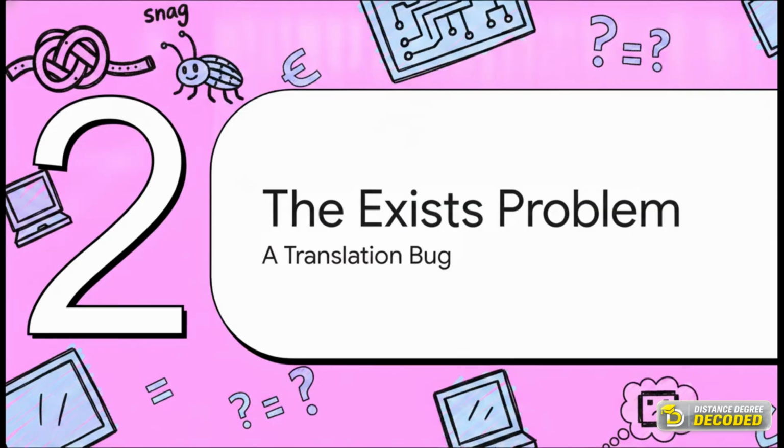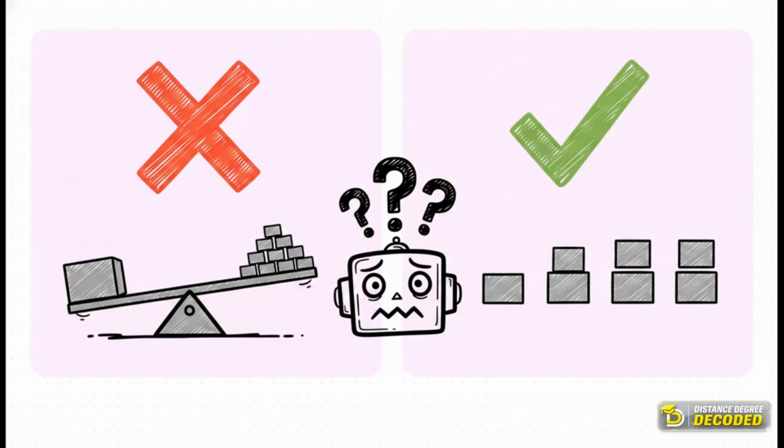Section 2. The exists logic problem. The bug in our translation system. Let's say we're trying to tell a computer about numbers where x is greater than y. Imagine trying to find one single fixed block x that is heavy enough to outweigh an infinitely growing pile of blocks y on a seesaw. Mathematically, that's false, right? There is no single highest number.